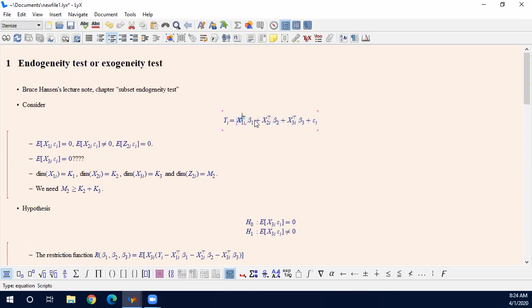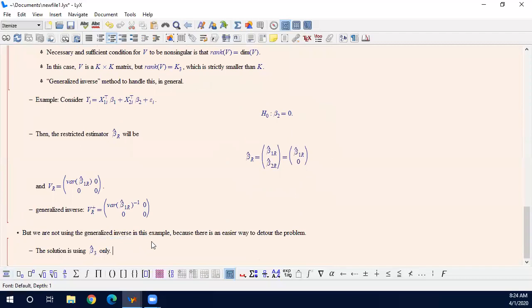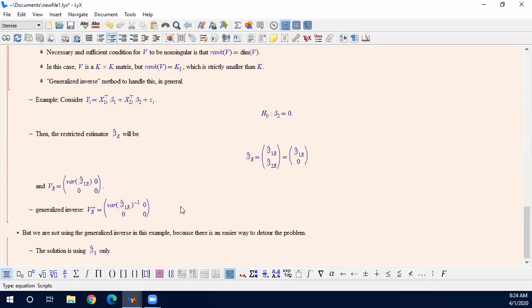And X1 is exogenous, X2 is endogenous. So the estimation mechanism for this part is the same in the restricted model and the unrestricted model. So these are not the essence of our test. Our test relies only on beta 3. So then restructure everything. You can just put 3 here, 3 here, 3 here, 3 here.